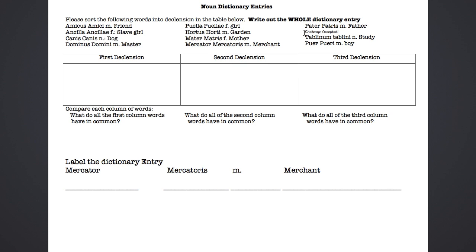One more thing, you'll see that on my notes, what's different is that I have this challenge accepted right there. That means that these 2 words are challenge words. I want you to guess where they go, and if you get them wrong, it's okay.